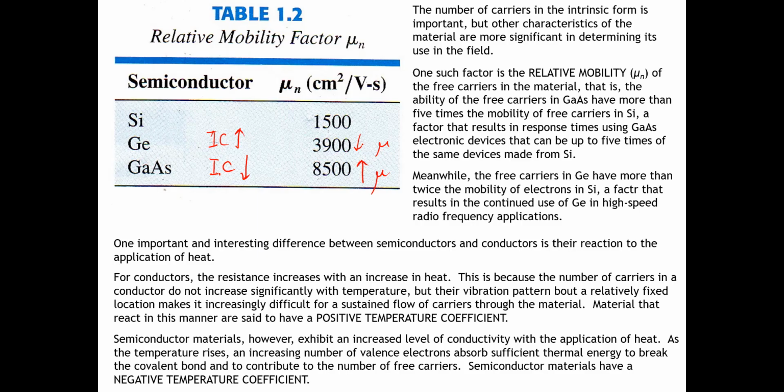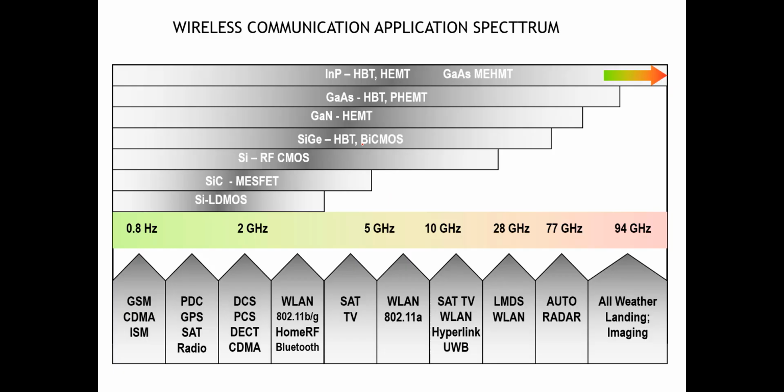So the intrinsic carrier is related to the mobility. If the intrinsic carrier is higher, it means that the mobility will decrease, because there is no space in the semiconductor. It's like cars on a road. If we have many cars on the road, the cars cannot move freely. But if there are only a few cars on the road, each car can move freely and the speed is higher than if we have many cars. It's similar in the semiconductor with the intrinsic carrier.